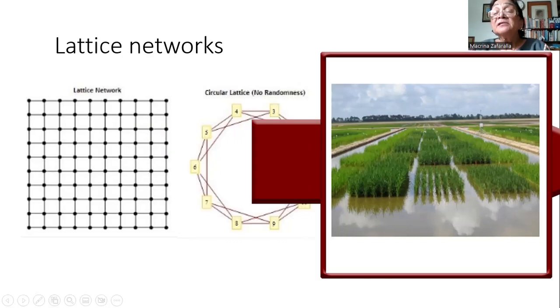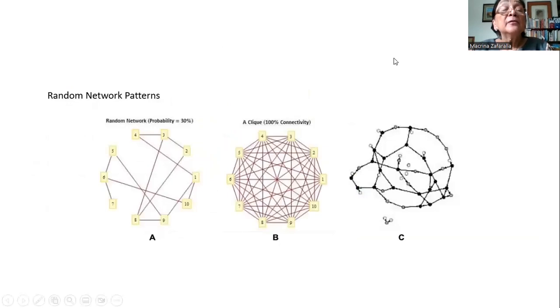Here is a lattice network exemplified by an agricultural field. Note that if you want to go from this node to the node there, you will have to follow the paths. You cannot go there directly, but you will have to go through each of these until you get to that node. Now, here are random network patterns.